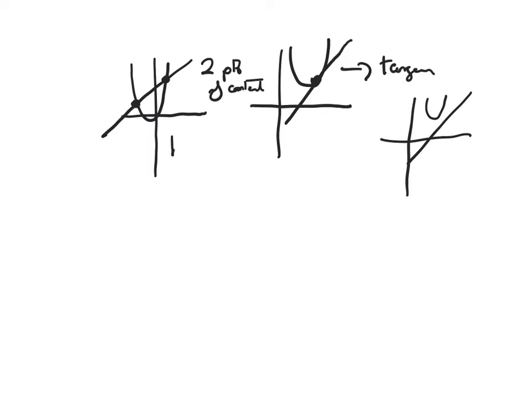Where there are 2 points of contact, as expected, the discriminant will be greater than 0. For 1 point of contact in tangency, the discriminant is equal to 0. And for no points of contact, the discriminant would be less than 0. So let's have a look at a question.